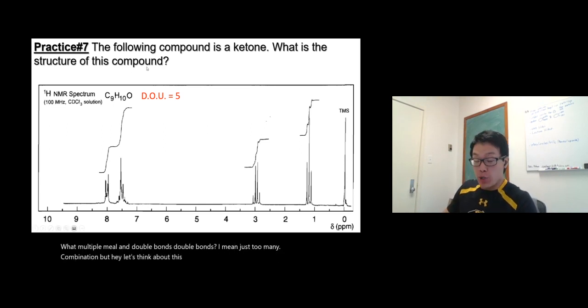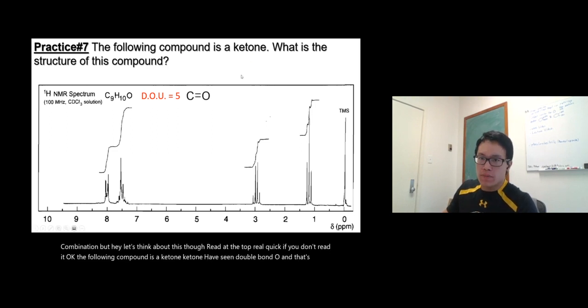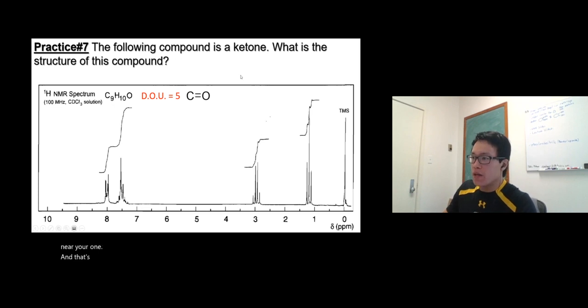Read the top real quick. If you don't read it, okay. The following compound is a ketone. A ketone has a C double bond O, and that's a DOU of 1. Now that's 1 already. All right. Now what else? Well, that's still a lot. A DOU of 4 is a lot, but we have the signal at about 7 to 8.